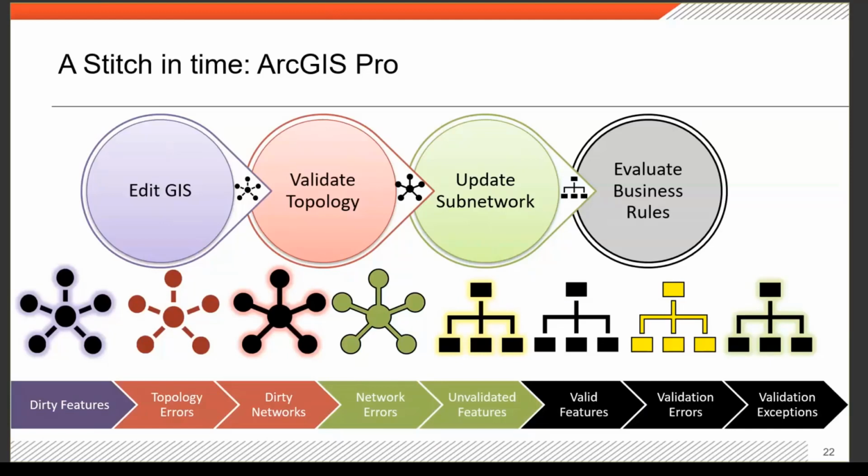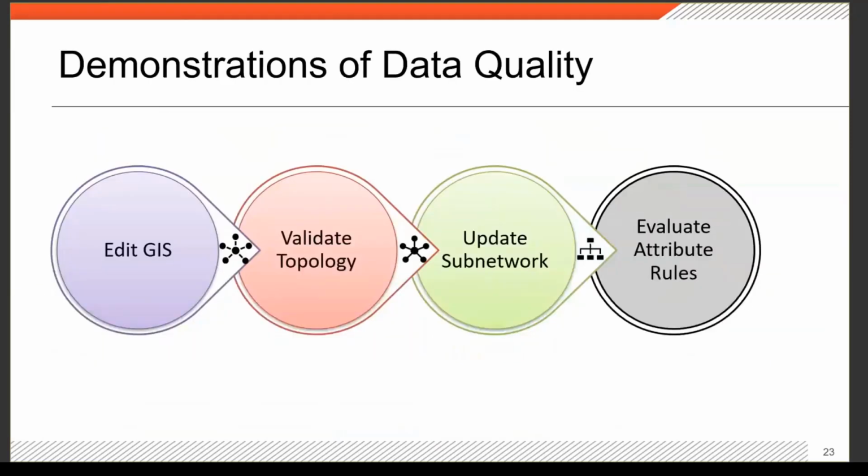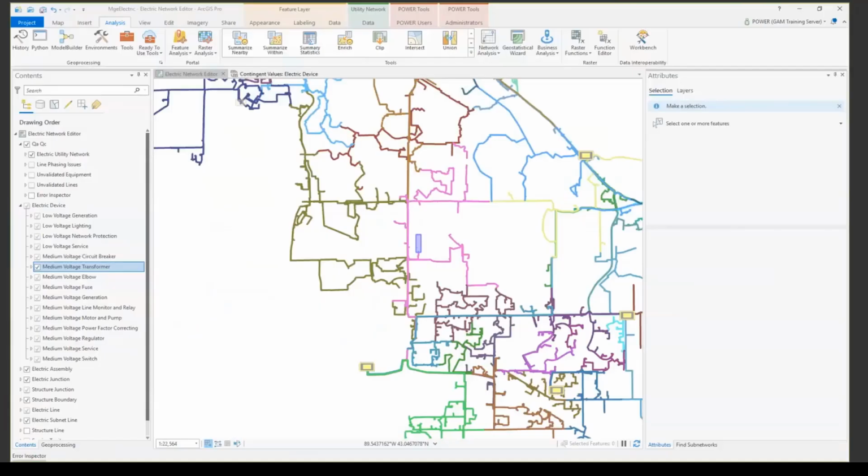So with that being said, I want to demonstrate this process for you in a live utility network environment. While I am showing these steps happening in this order, the business rules can actually be evaluated at any point throughout this process, which is something that you'll see. So why don't I bring up ArcGIS Pro here?